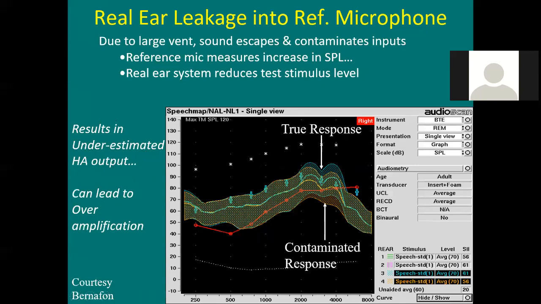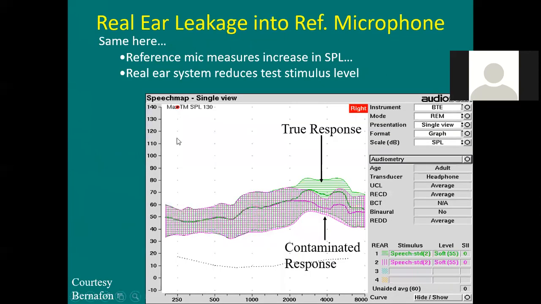Okay? And you're going to crank up your hearing aid's gain and output, and it's going to lead to over-amplification. See? So once again, same here. Reference mic may pick up increase in SPL. The real ear system thus reduces your test stimulus level coming out of its speakers. So now here might be your true response, but here's now your contaminated response. You want this to be here, so you're going to increase your hearing aid's gain and output, and you're going to result in overfitting.